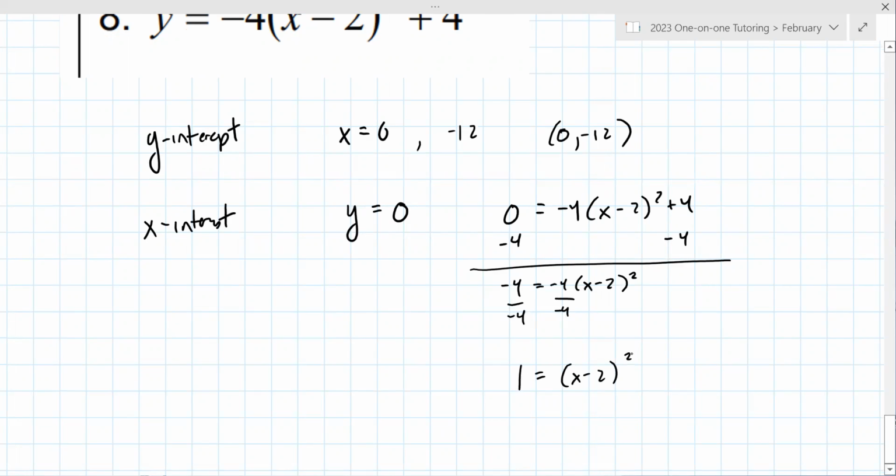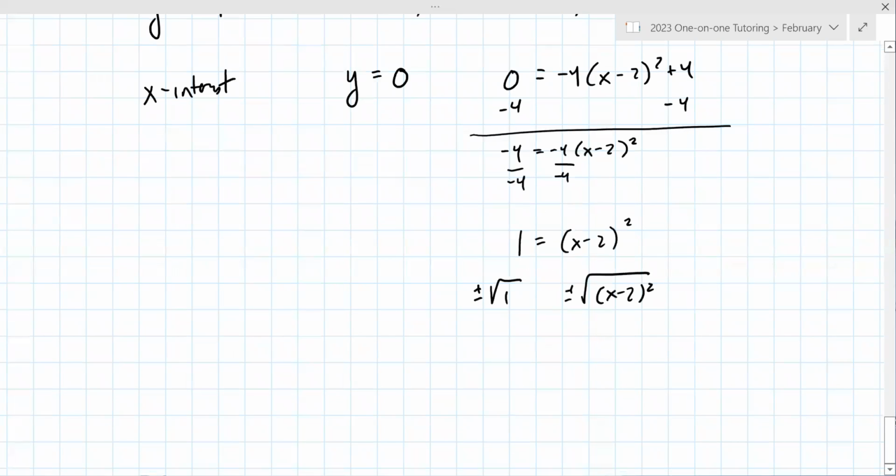You have to be really careful here. When you take a square root, it's plus or minus. So it's plus or minus the square root of x minus 2 squared. I think this is kind of beyond what you're doing, but it's x minus 2 equals 1, x minus 2 equals -1. And then you solve it from here. You get x equals 3 and x equals 1. But I think that's upcoming.